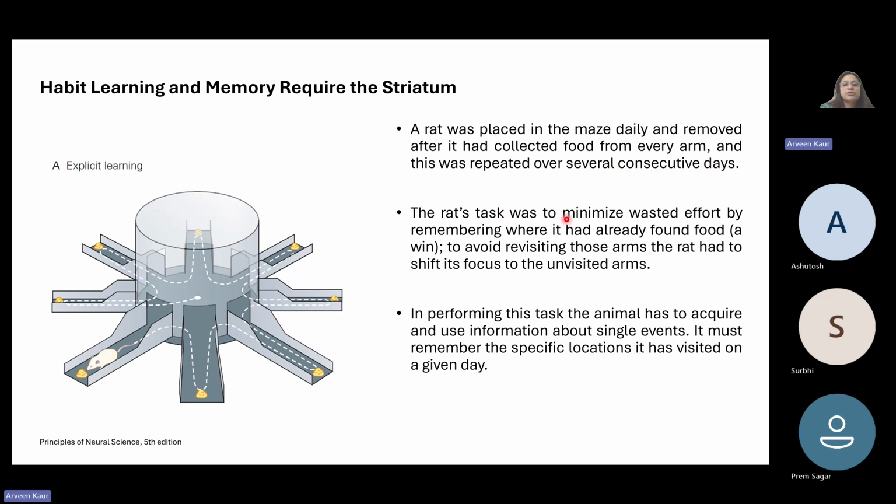The rat's task was to minimize the wasted effort by remembering where it had already found food and to avoid revisiting those arms, and the rat had to shift its focus to unvisited arms, right? So it was that kind of a test. In performing this task, the animal has to acquire and use information about the single events. It must also remember the specific locations that it had visited on a given day, right?